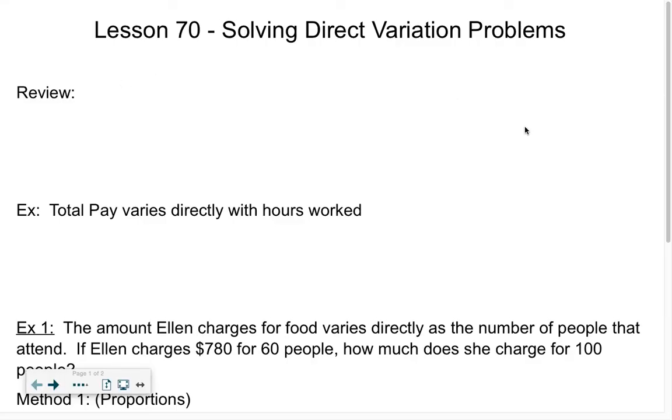Lesson 70, we're working with direct variation problems. It's really an extension off of Lesson 69, which was dealing with the same type of problems, but today we're looking at more real-world application examples. We'll start with a little review. Direct variation.